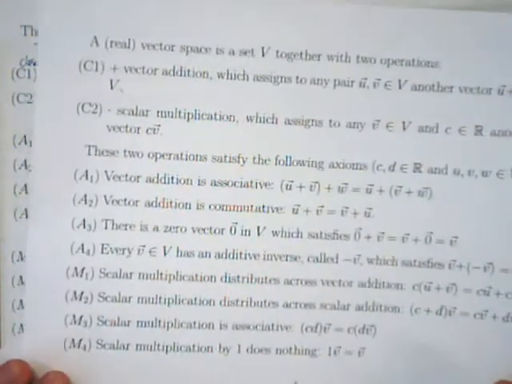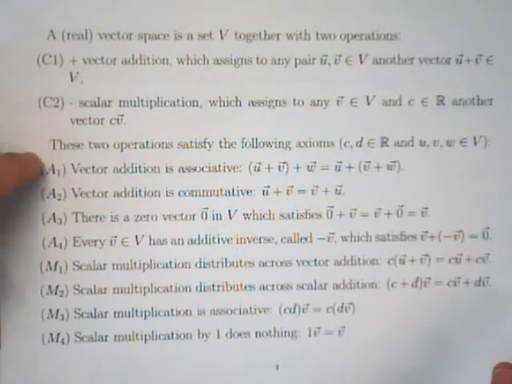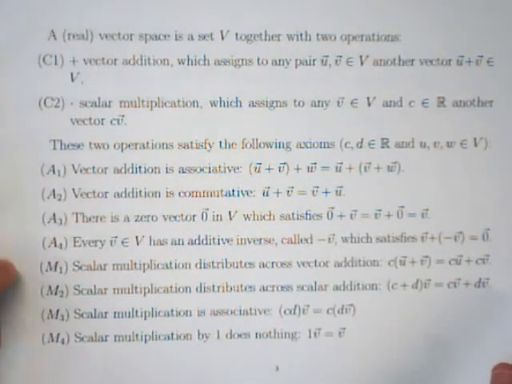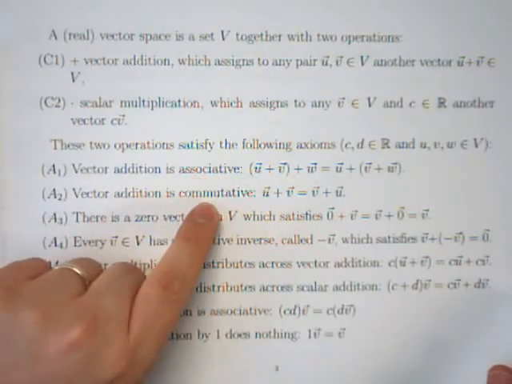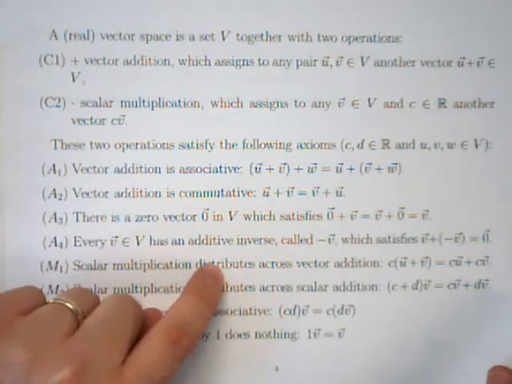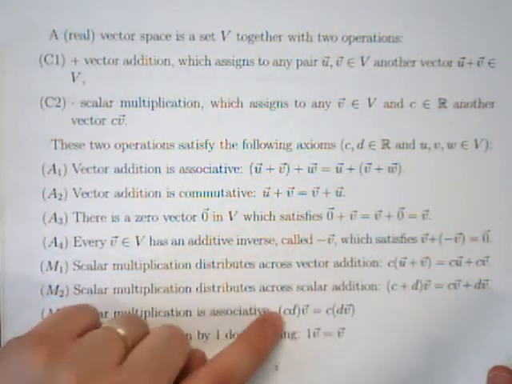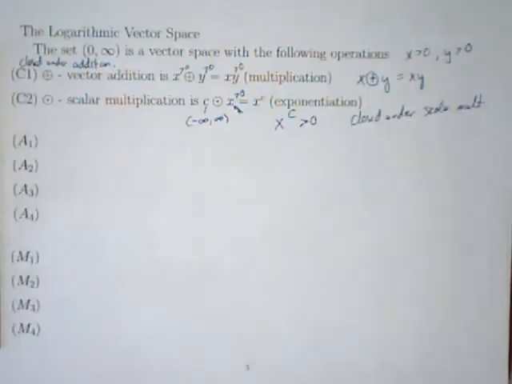Now remember, a real vector space is a set that has the closure properties together with a whole bunch of properties. We've got 4 related to addition, 4 related to scalar multiplication. We're now going to go through and show these. We're going to show associativity, commutativity. We need a 0 vector, an inverse. We need to distribute across vector addition and scalar multiplication. Got to be associative, and one has to do nothing. So what we're going to do is proceed.